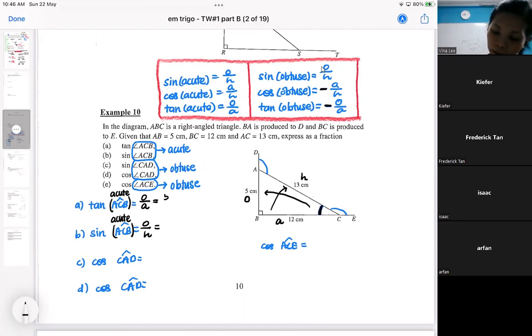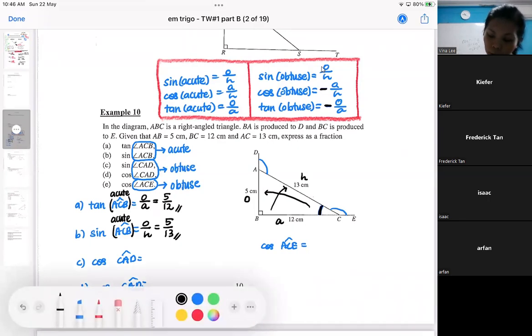So here I will get 5 over 12. Then sine ACB, I will get 5 over 13. So this is the ratio. They didn't ask for the angle, they only ask for the ratio. So we are not concerned about the value of the angle. If you look carefully, the first one is an acute angle, so there's not much work.